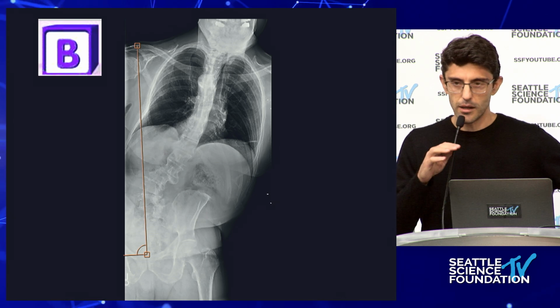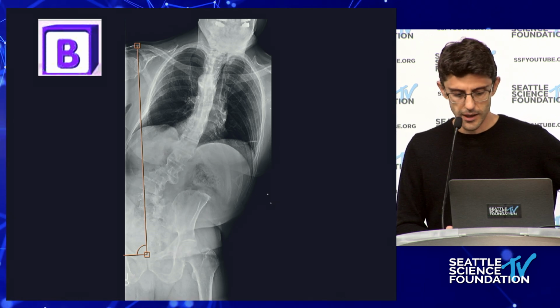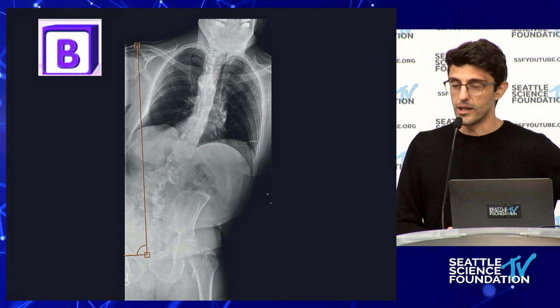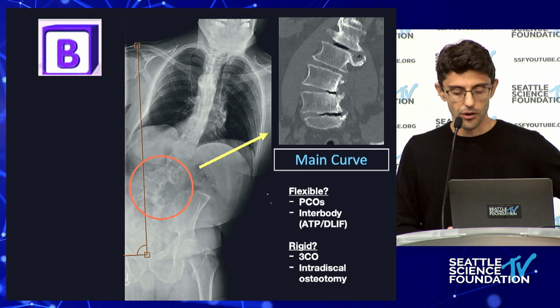So this is a patient of mine, Parkinson's disease, pretty significant decompensation in the coronal plane, a BOW type B or an Obaid type 1, and we want to focus all of our correction in the main curve.